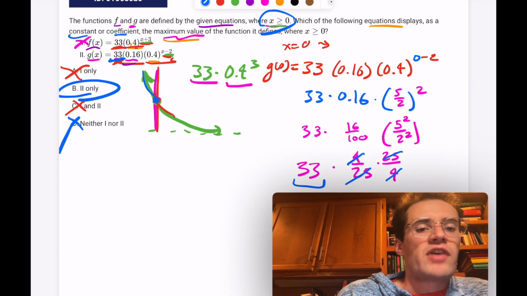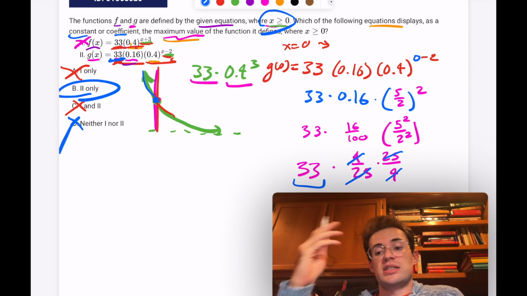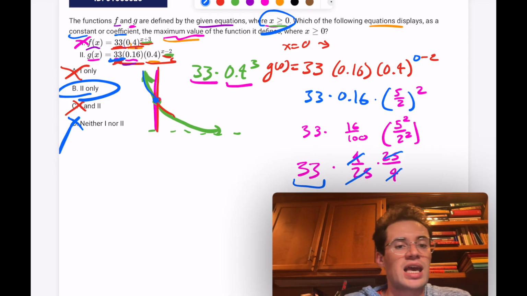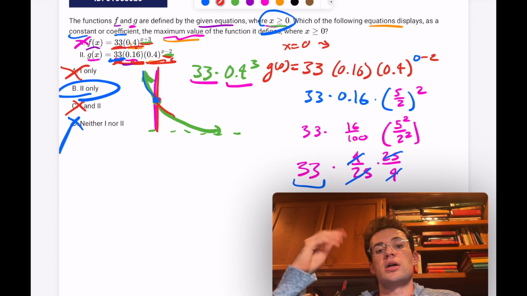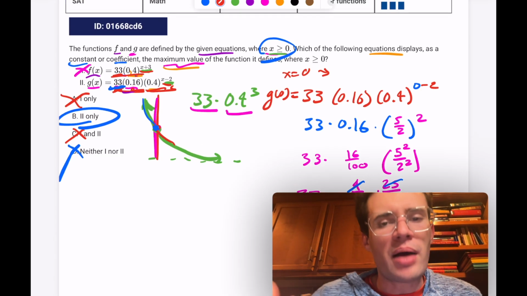So the principal value only works when you're raising it to the x power. If you're raising it to the x plus something or x minus something, that shifts it, and it will affect the maximum value. Just in this case, for g of x, the 0.16 and the 0.4 to the negative 2 power canceled out. Let me show probably an easier way to do this.